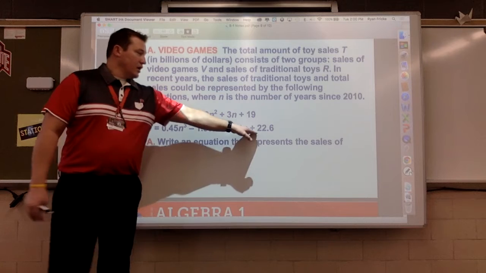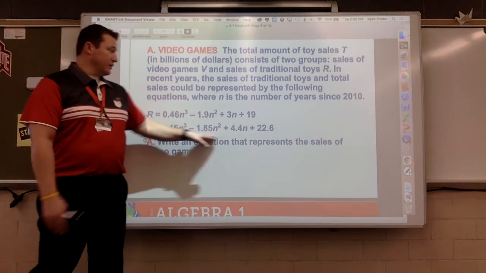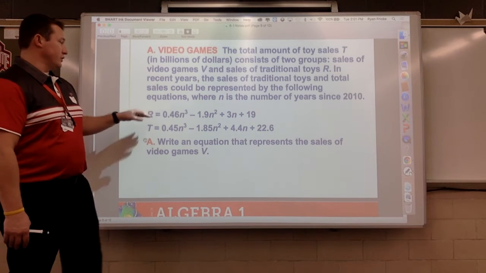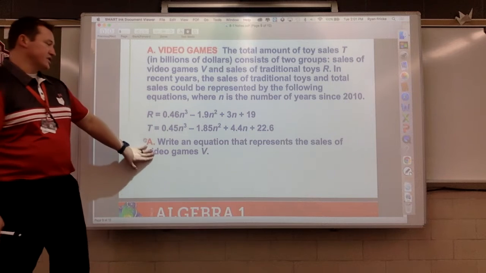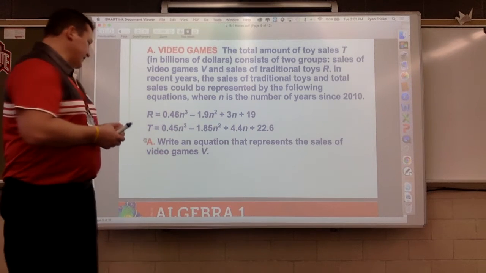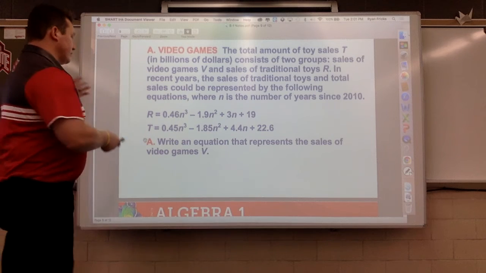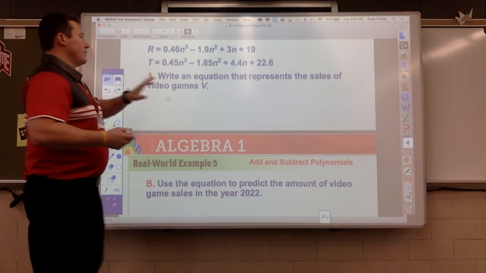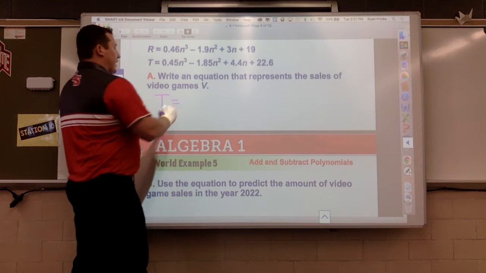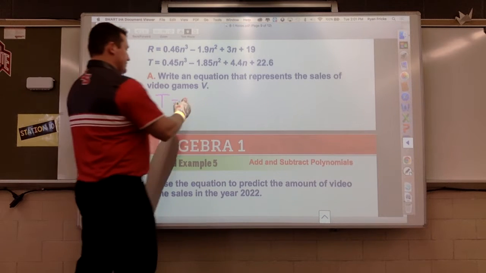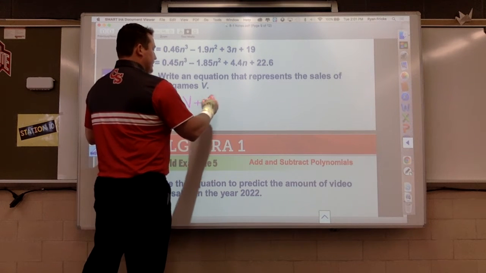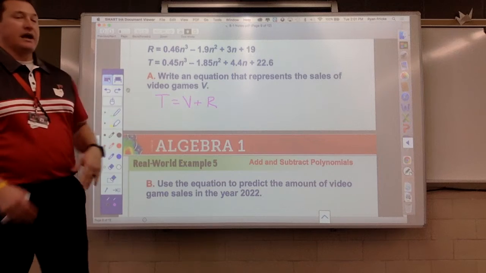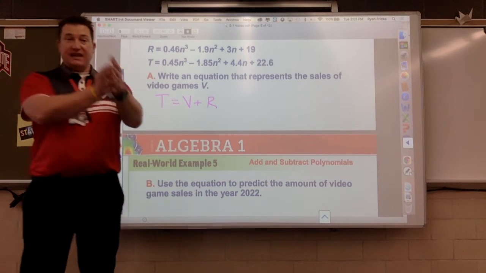So the total number of game sales is this weird expression here, right? R represents traditional toys. And the question says, write an equation that represents the sales of video games. So let's go back and think for a second. Now that we understand the problem, the total sales were equal to video games plus traditional toys. But it says write an equation that represents the sales of video games. So I want to make this say video games equals whatever.